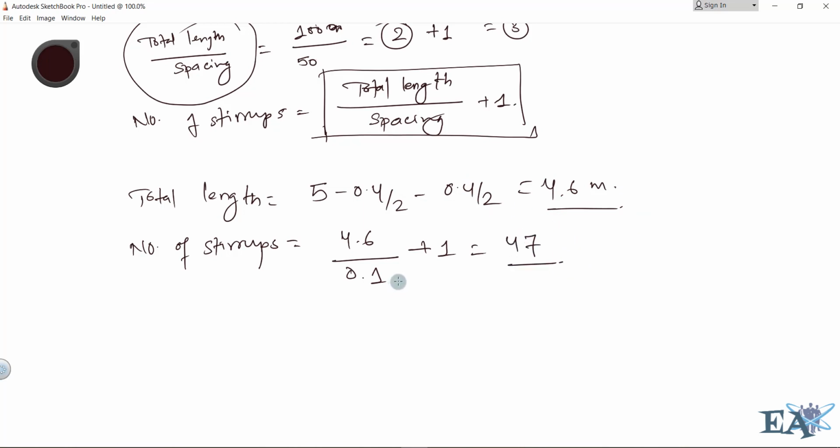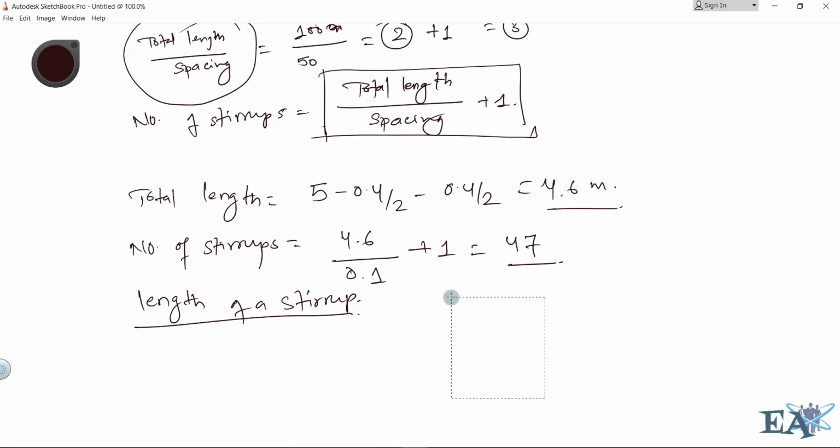Now I have to find the length of one stirrup, and if I multiply the length of one stirrup with the total number of stirrups, I'll get the total length of stirrup made by all these 47 stirrups. So let us find the length of a stirrup. If we see the section of this beam, I'll just draw the beam and not the slab this time.